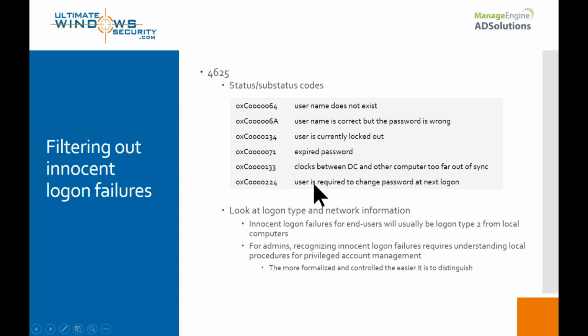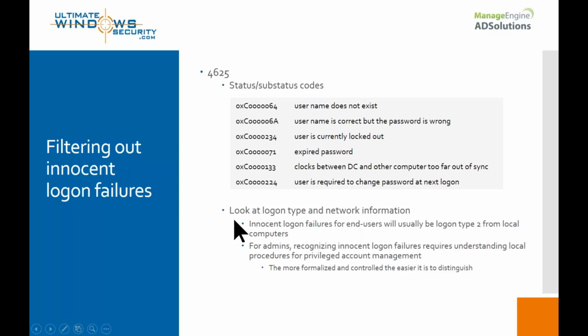What if the user has called into the help desk, said, I forgot my password? The help desk resets their password. You're probably going to see this when they log on. Okay, so these are all examples that could be innocent. Now, of course, just because the code is one of these doesn't mean it's innocent. I'm just saying that innocent logon failures usually are one of these codes.